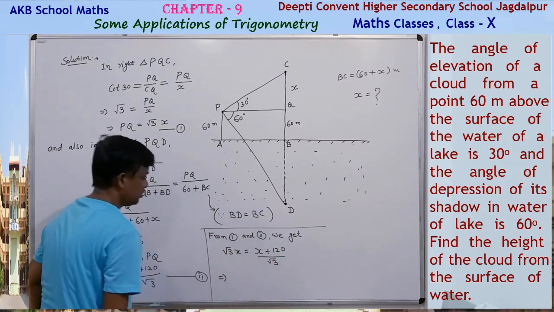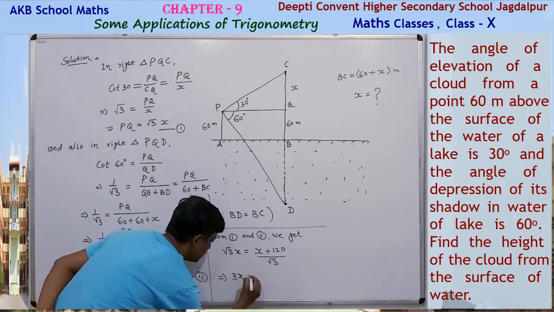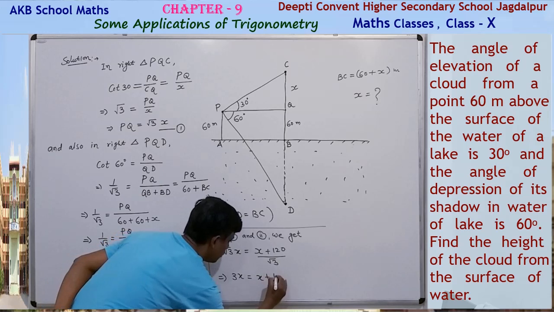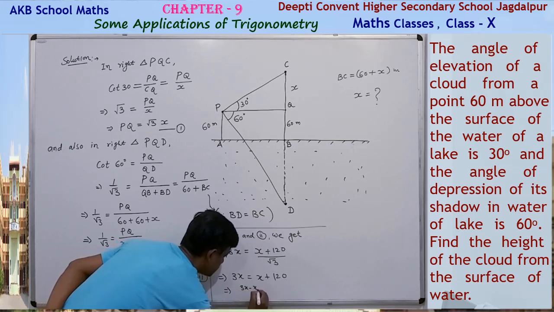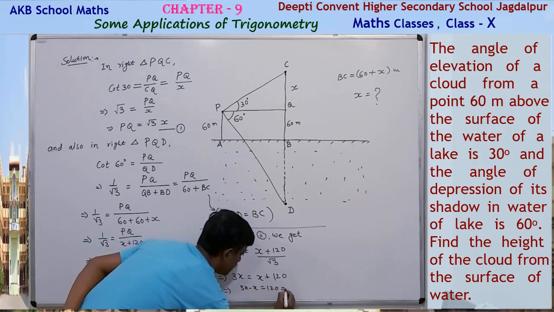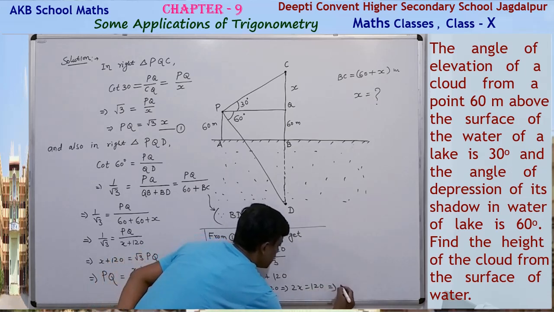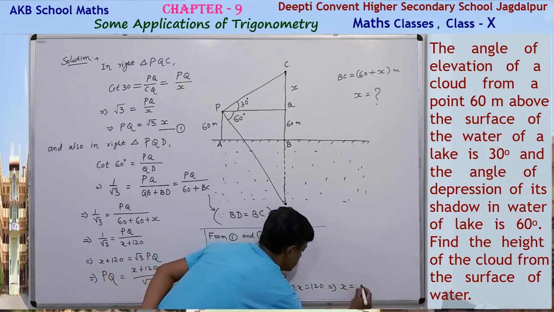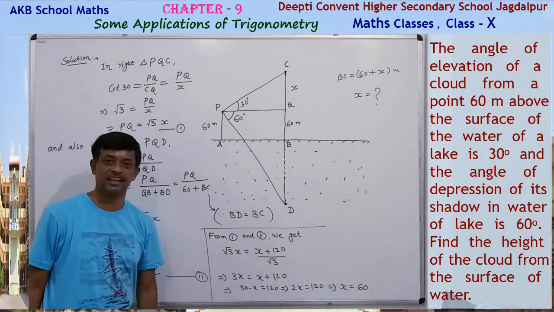Root 3 multiplied here, then 3x. What? 3x equals x plus 120. Now solve. x on the left side, then 3x minus x equals 120, which implies 2x equals 120, which implies x equals 60. Okay, the value of x is 60.